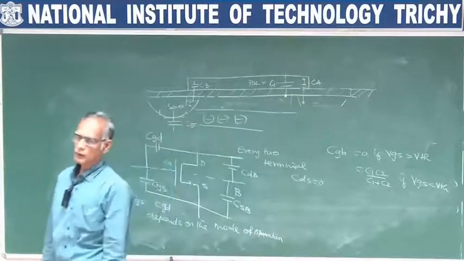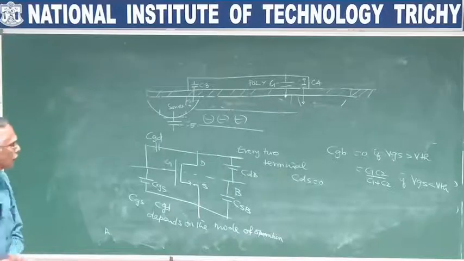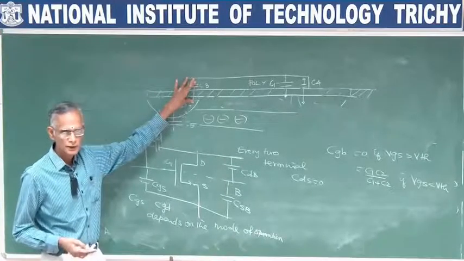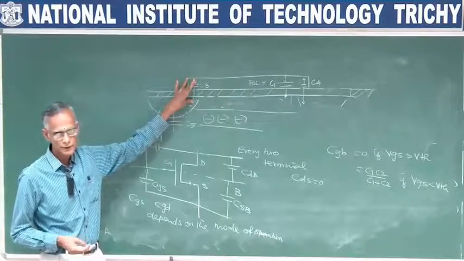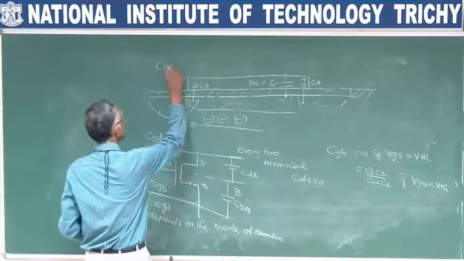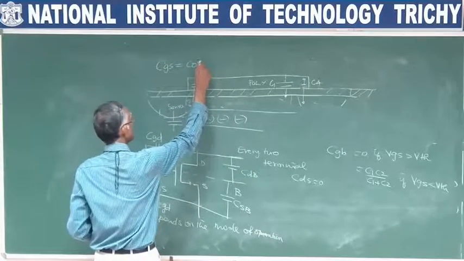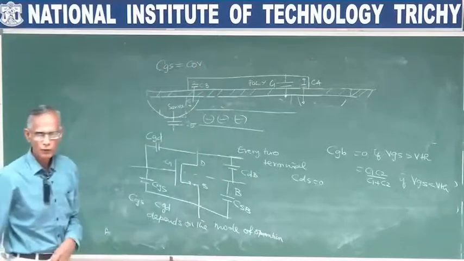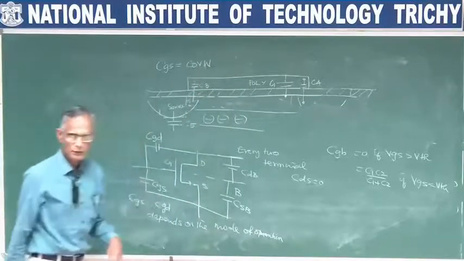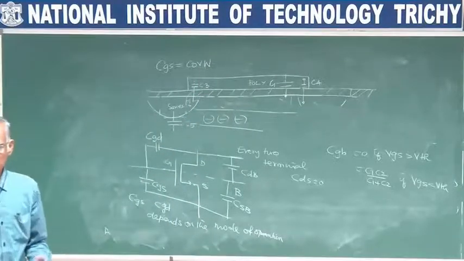Okay. One obvious thing is what will be the capacitance between this and this, that is C3, that is equal to CGS equal to COV, the overlap capacitance, into W. This will always be present, irrespective of the mode of operation.